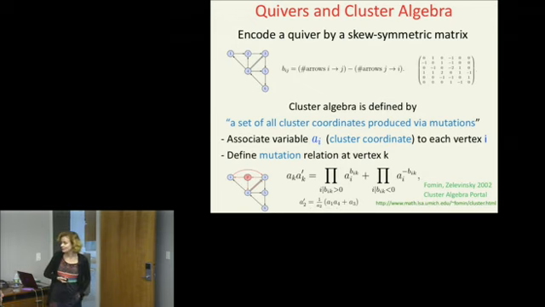So we have a quiver and arrows between them, and we have some rules for how to mutate by the formula, and we produce a list of coordinates. And that's called a cluster algebra.